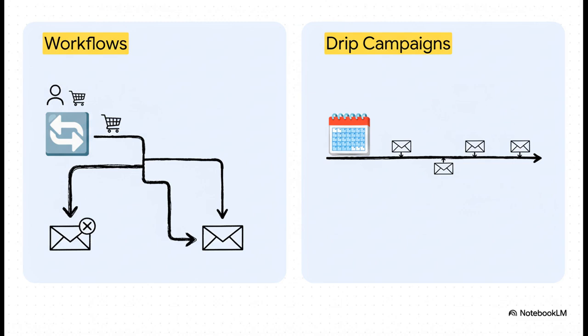A workflow reacts to what a user does, like abandoning a cart. A drip campaign, on the other hand, is proactive. It's a pre-scheduled series of emails, like a 5-day welcome series that everyone gets on the same timeline. Both are useful for sure, but workflows are just way more dynamic and personal.